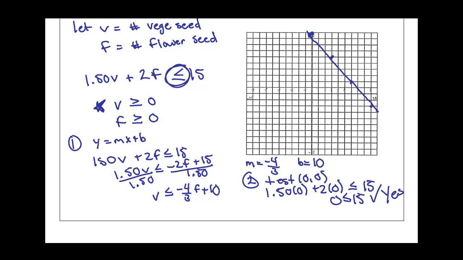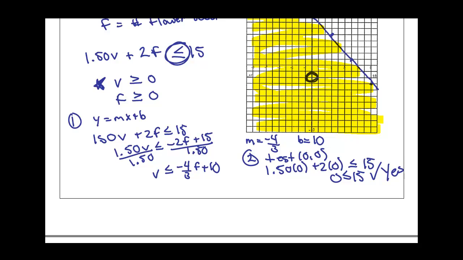So that means we need to shade where the test point is. And the test point is here, so we're shading below our linear inequality. So we got all of this to shade. There we go. We found our inequality and we graphed it. However, we have a few other questions we need to answer.